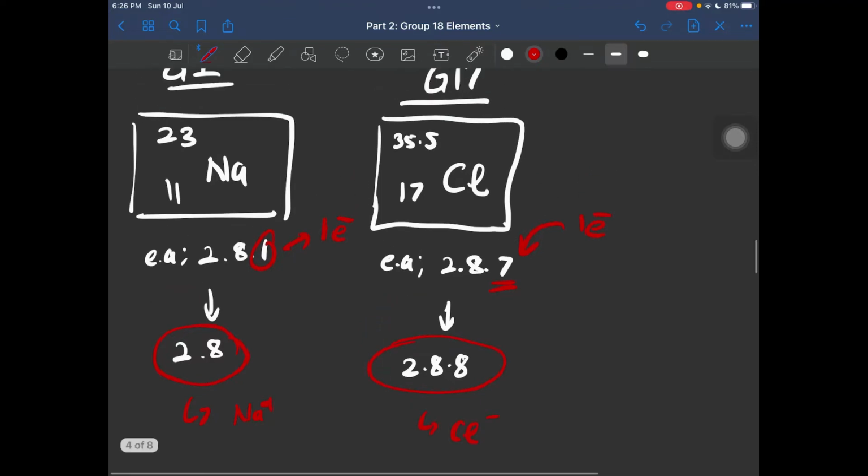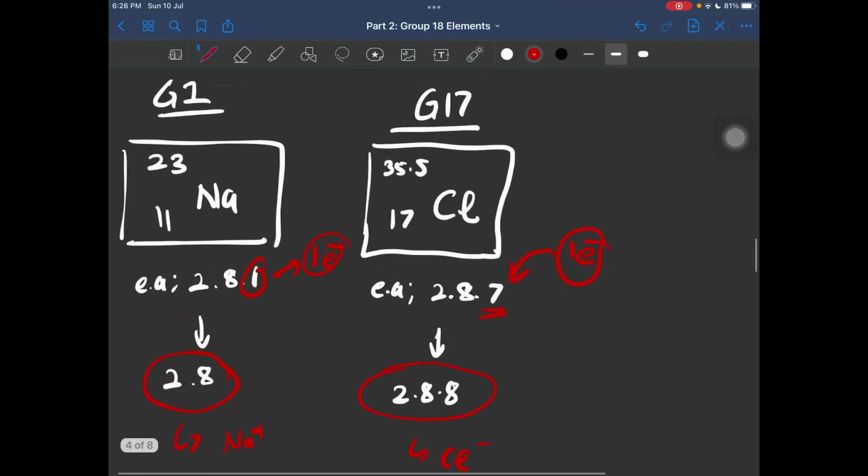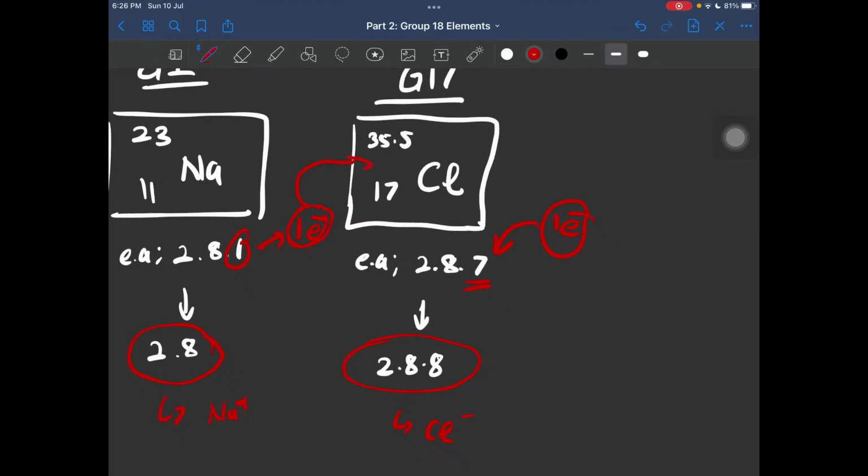Since sodium needs to release one electron, where does this electron go? And chlorine has to receive one electron, so where does this electron come from? The transfer of electrons from one element to another is what happens here. Sodium will release one electron, and this electron will be received by chlorine.